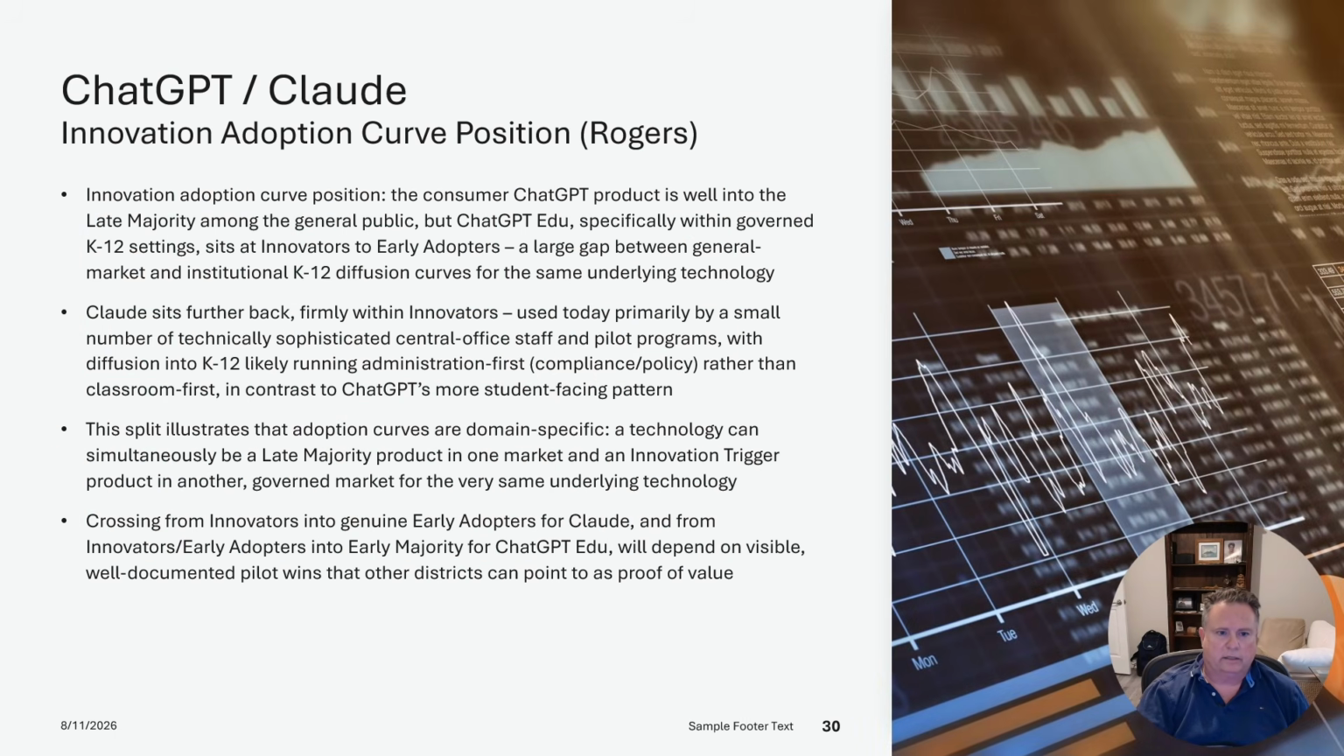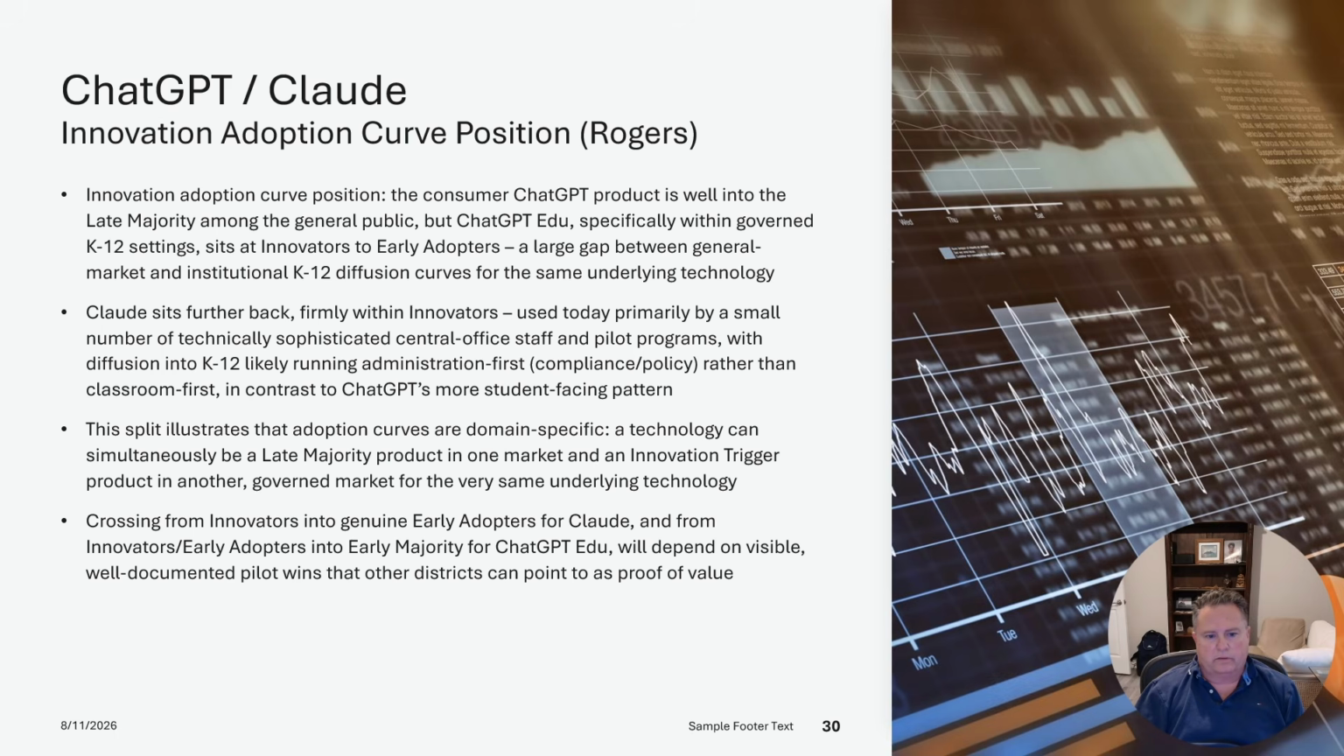Looking at ChatGPT and Claude, as far as the innovation adoption curve position, consumer ChatGPT is well into late majority in the general public, but ChatGPT EDU, specifically within governed K through 12 settings, sits in the early adopters. There's a large gap between general market and institutional K through 12 diffusion curves for the same underlying technology. Claude sits even further back, firmly within innovators. It's used today primarily by a small number of technically sophisticated central office staff and pilot programs, rather than classroom first, in contrast to ChatGPT's more student-facing pattern.